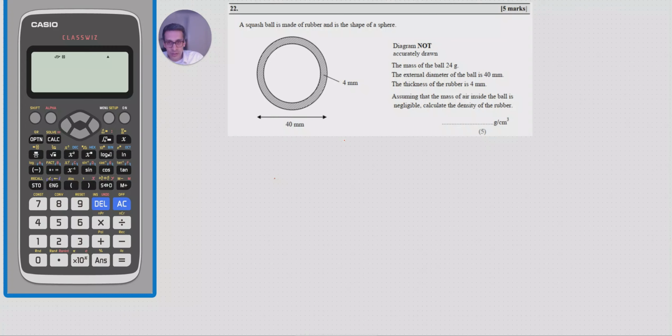Right, let's get started. A squash ball is made of rubber in the shape of a sphere. The mass is given to us, which is good. The diameter of the ball is labeled. The thickness of the rubber is given. Assuming the mass of the air inside, the white bit, is negligible, calculate the density. So density is what we're going to work out.